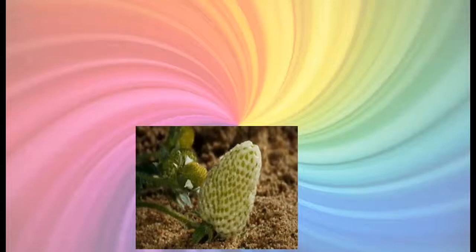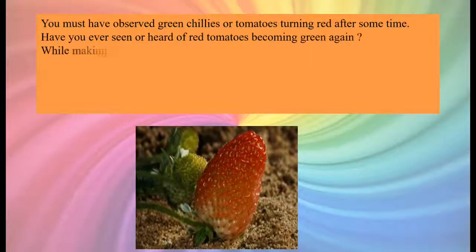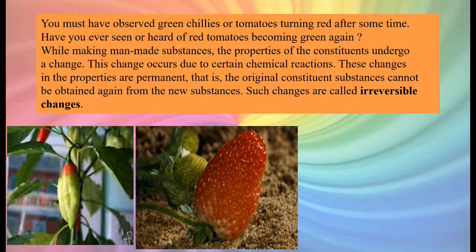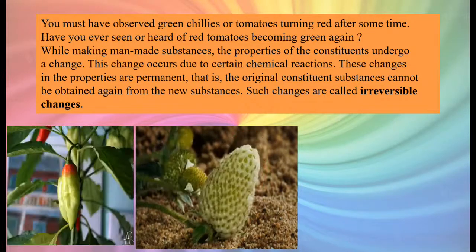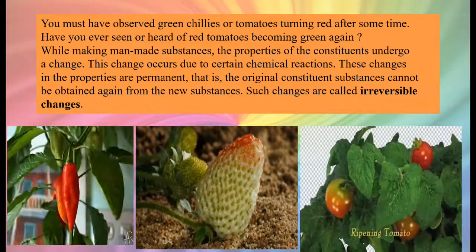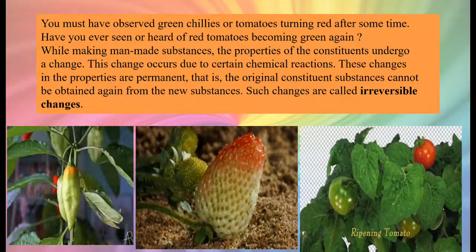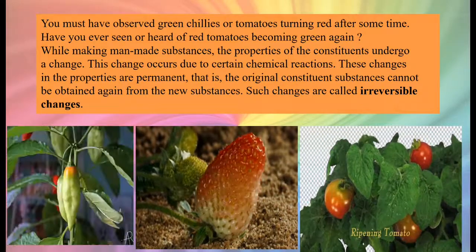Now you must have seen a strawberry turning red. Can you turn this strawberry back into green color? The answer is no. There are various examples like the green chilies that you see here. It is turning red. Again, this red chili, you cannot turn it green in color, right? So these examples are helping us to understand that there are certain reactions which cannot be reversed. If tomatoes are turning from green to red, we cannot make them green again. So such type of changes are called irreversible changes.